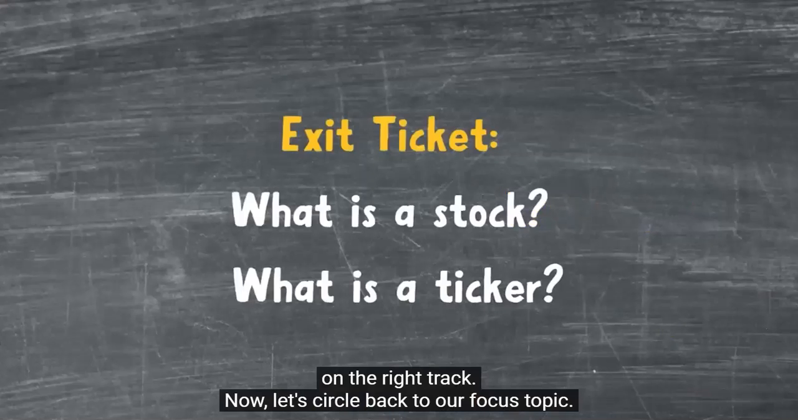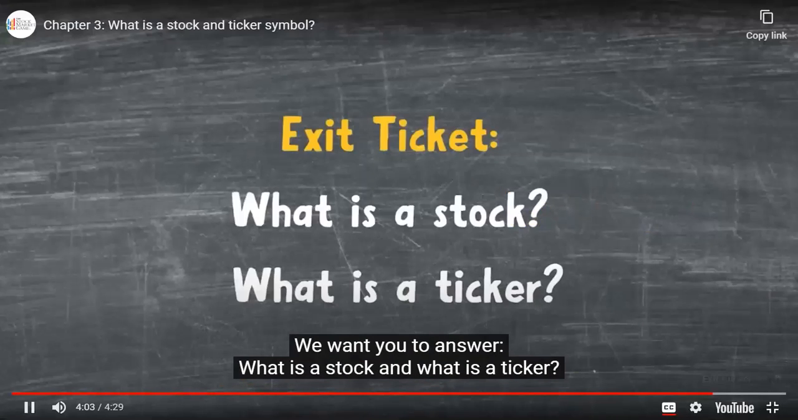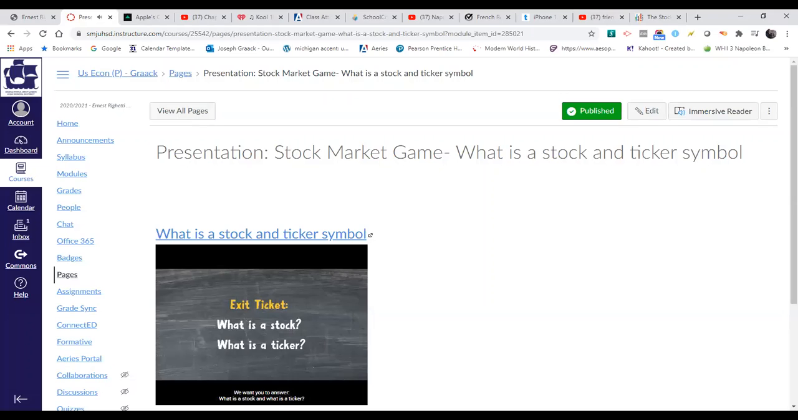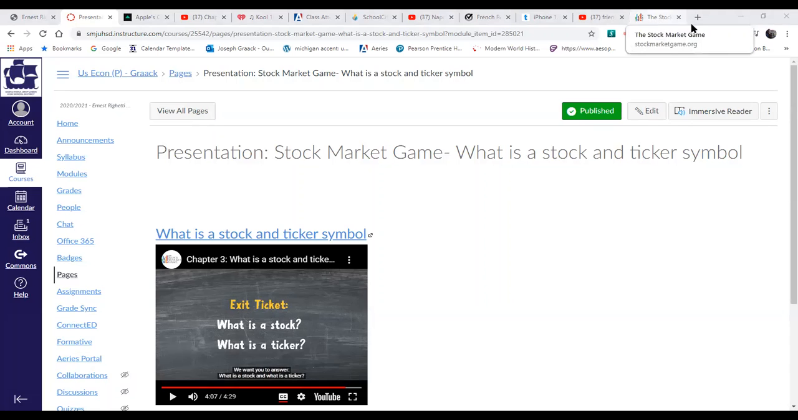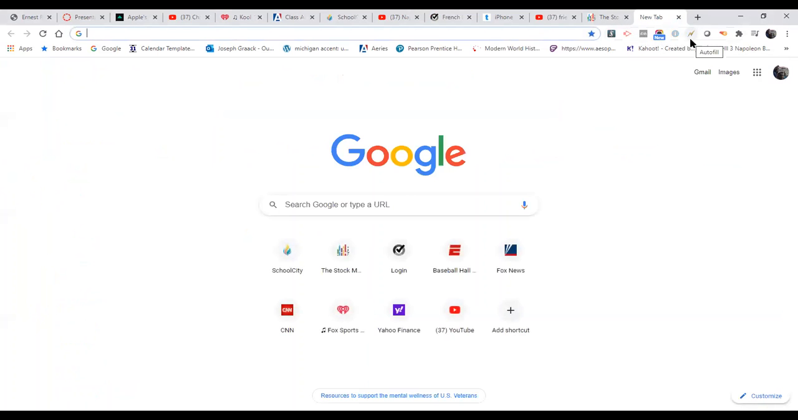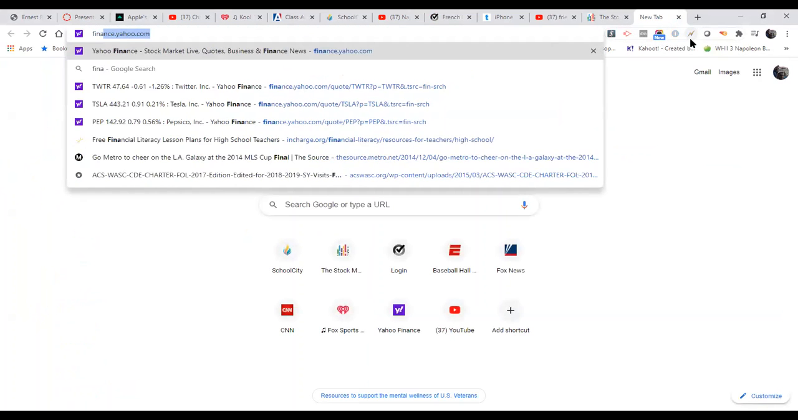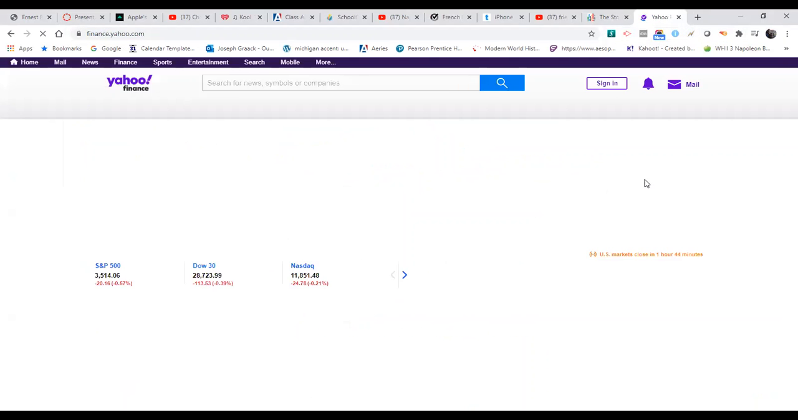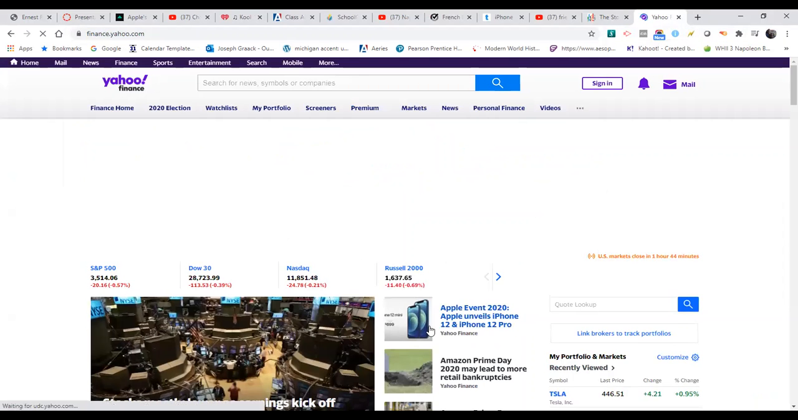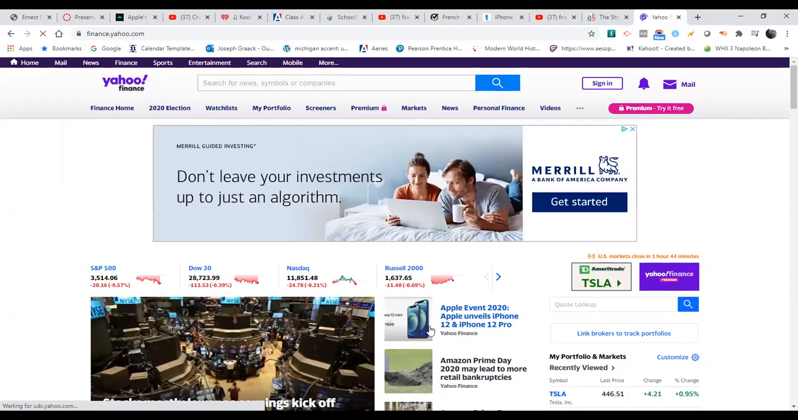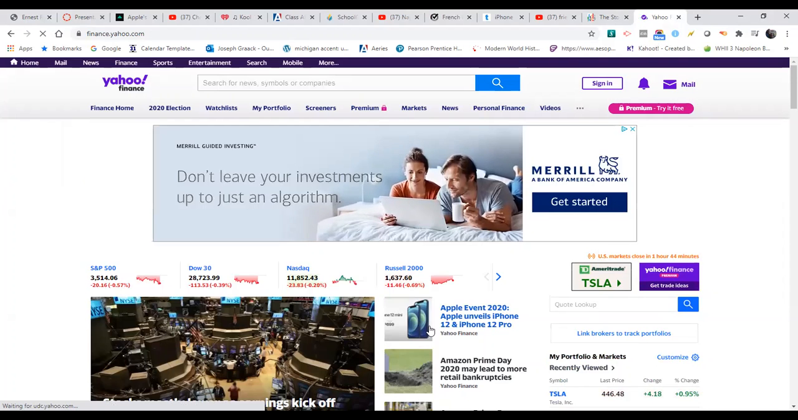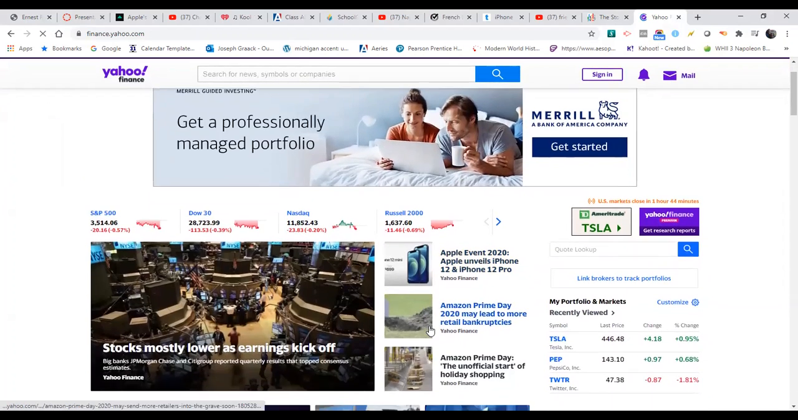Let's circle back to our focus topic. We want you to answer, what is a stock and what is a ticker? Okay. So they mentioned the same site that I would recommend that you use. And the reason I use this, I'll show you, is if you go to finance.yahoo.com, it is pretty informative on a number of different topics.